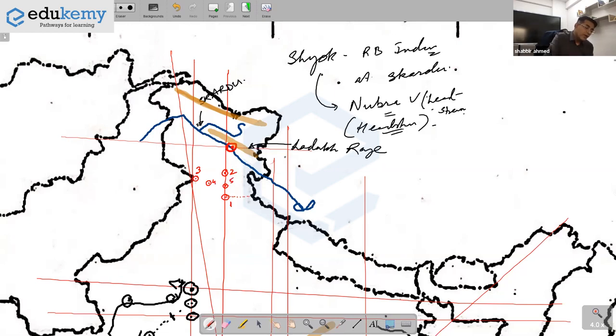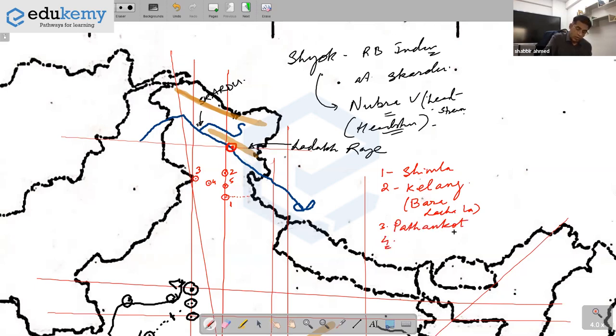Now tell me. One is Shimla. Shimla is in the bulge on the Delhi line. This is Shimla. Okay. Two, anybody knows what is two? Two is Kelang. You can mark Baralacha La on Kelang only. This is the pass. Baralacha La is at Kelang. Three is what? Three is Pathankot. Four is what? Four is Dharamshala. And five is, anybody knows what is five?